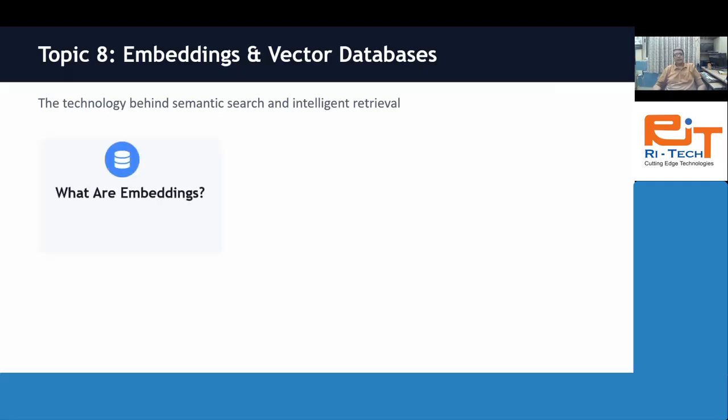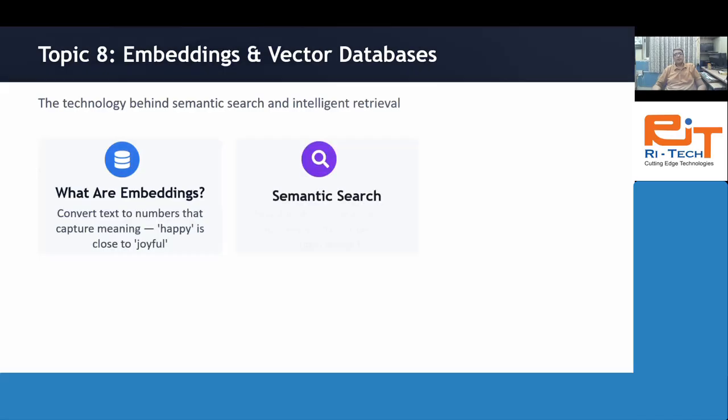What are embeddings? They convert text to numbers and capture meaning. For example, happy is close to joyful. Semantic search: find content by meaning, not just keywords. That will be a massive improvement. Right now in .NET applications, we do the search using keywords, not by meaning. Semantic search will enable meaningful searches.